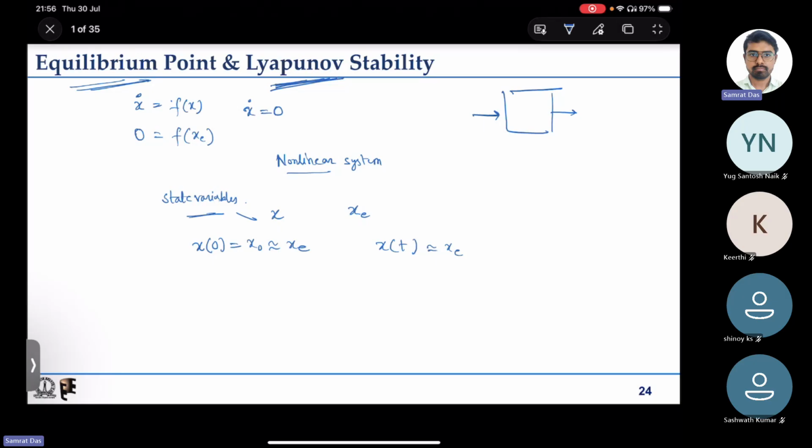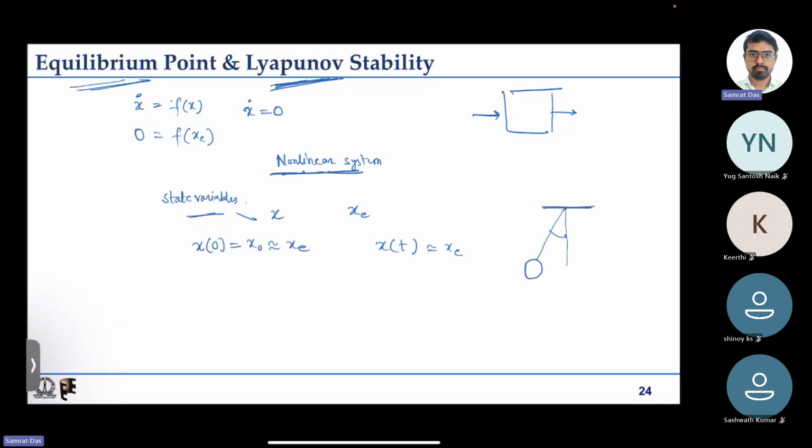An example can be, because it is mostly used for nonlinear systems, I will take the case of a pendulum only, and I will not simplify the pendulum equation. So this is a pendulum, and if this is theta, then the differential equation you have is x double dot, which is nothing but the double derivative of theta with time, plus sine theta is equal to 0.